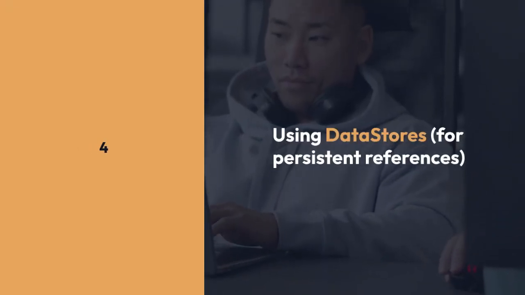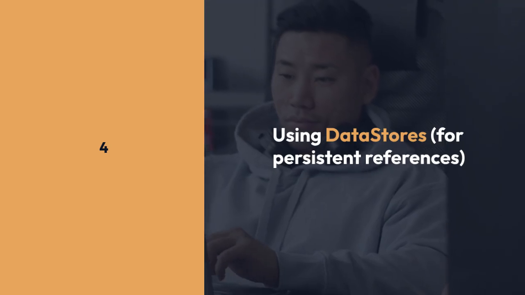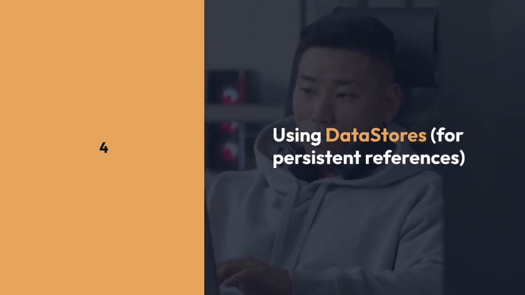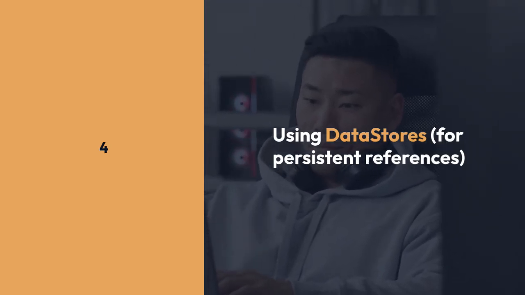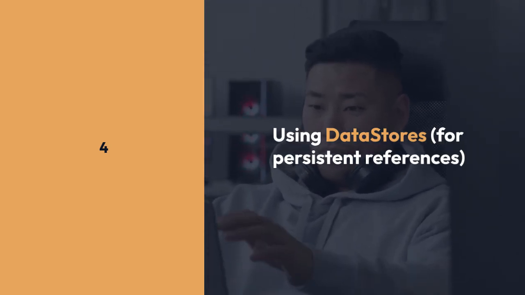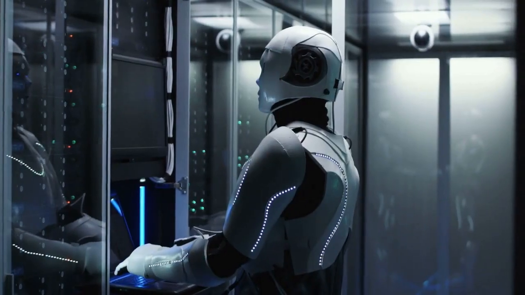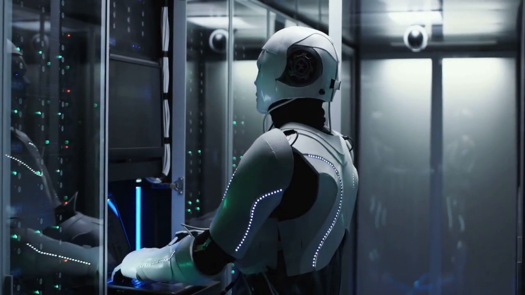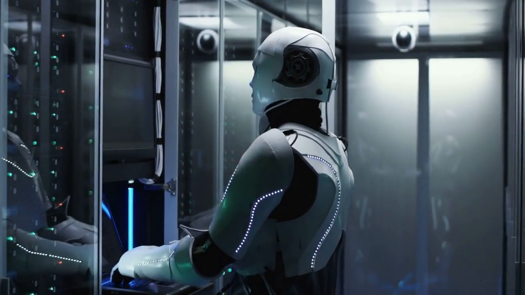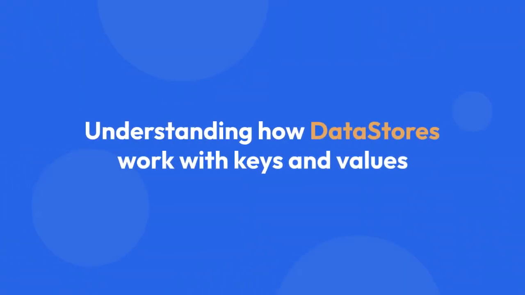4. Data stores, for persistent references. If you need the reference numbers to persist between game sessions, for example for inventory tracking, you'll need to use Roblox's data store service. This lets you save and load data to the server, including your reference number system and associated information. This is a more advanced topic, requiring understanding of how data stores work with keys and values.